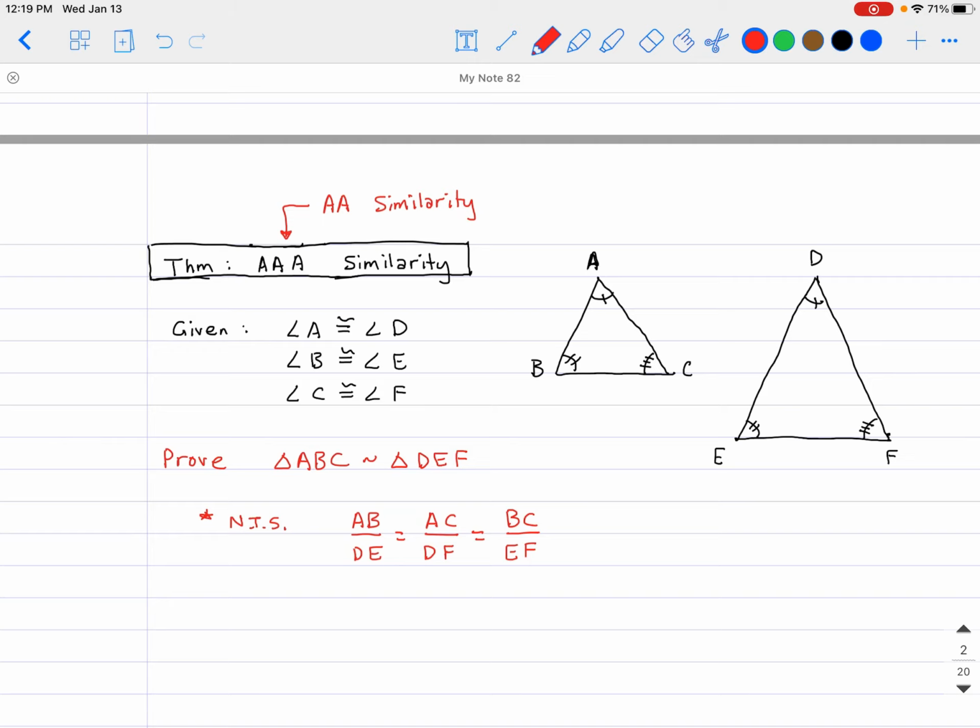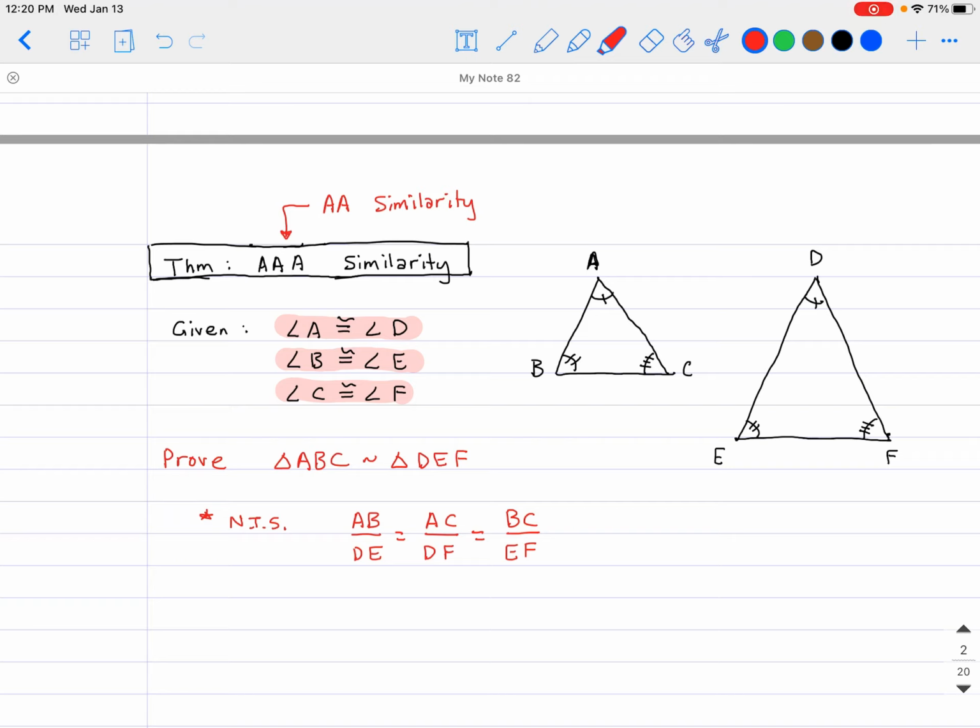It says that if you have two triangles where all the angles are congruent to each other, so here we have one angle in one triangle congruent to another, and then the second angle is congruent to the second angle in the other triangle, and the third one is congruent to the third angle in the other triangle, then it turns out that these two triangles are going to be proportional to each other. Okay, more specifically, you can say that they are similar to each other.